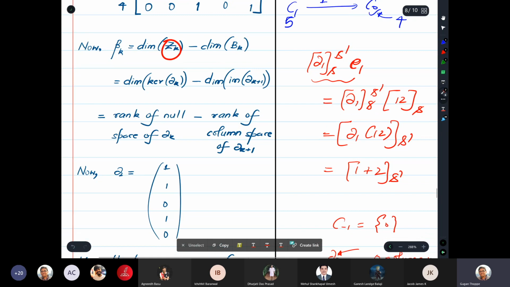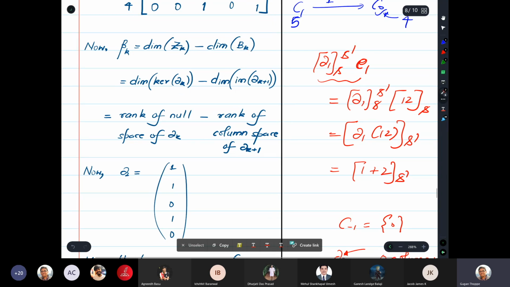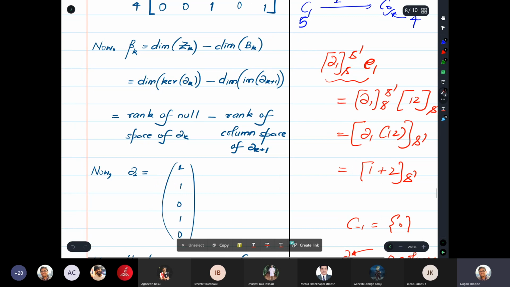And what is Zk? It is the kernel of ∂k, this is the definition of Zk, and similarly Bk is the image of ∂k plus 1, right? So we now have matrix representations for ∂k and ∂k plus 1. We can interpret the dimension of the kernel of ∂k as the rank of the null space of ∂k, minus the rank of the column space of ∂k plus 1, right? This is the formula that we will use to write algorithms to compute the Betti number of any dimension.